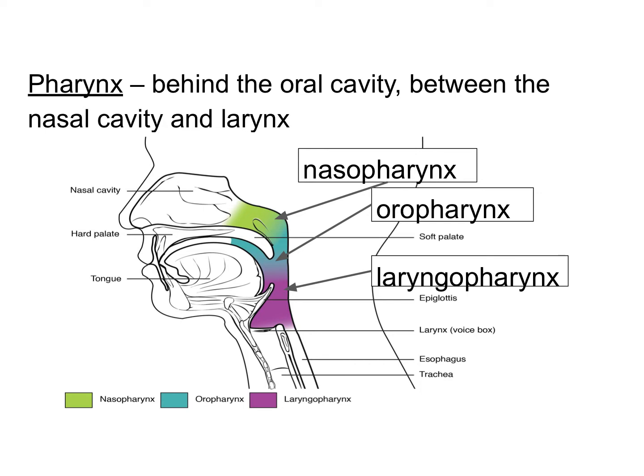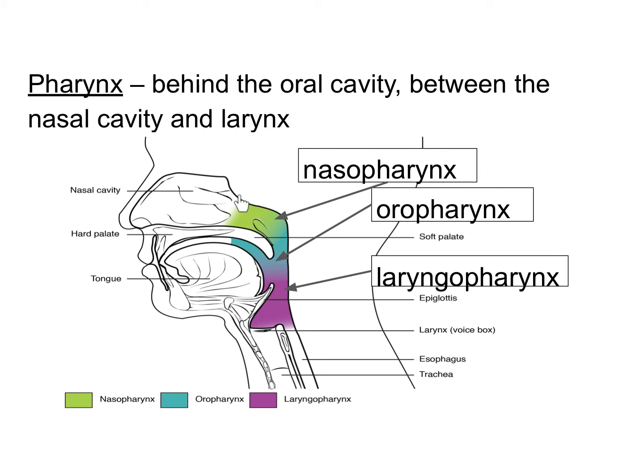Next up is the pharynx. And the pharynx physiologically doesn't have a big job except to connect everything together. You can see that the pharynx is made up of 3 different parts. It's behind here, and the pharynx is this green, this blue, and this purple. And those 3 parts have different names. You can see that they all end in pharynx, so that's really nice.